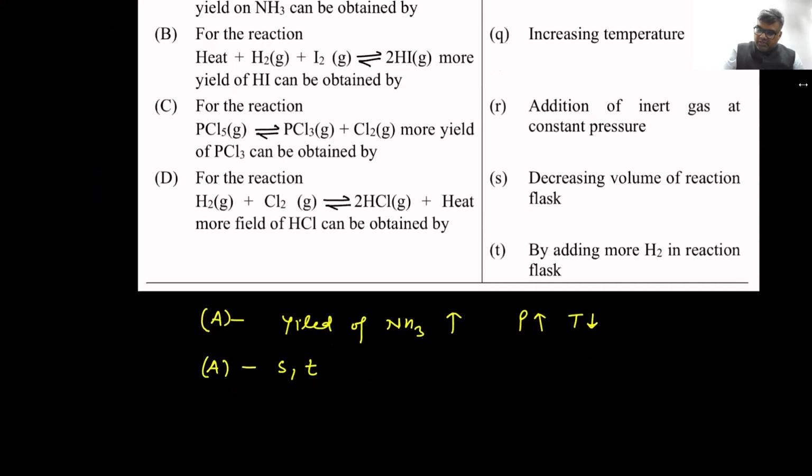Now we deal with option B. For option B, it's given: heat plus H2 plus I2 gives 2HI. So heat is given on the left-hand side, so it's an endothermic reaction. Delta H naught is positive.